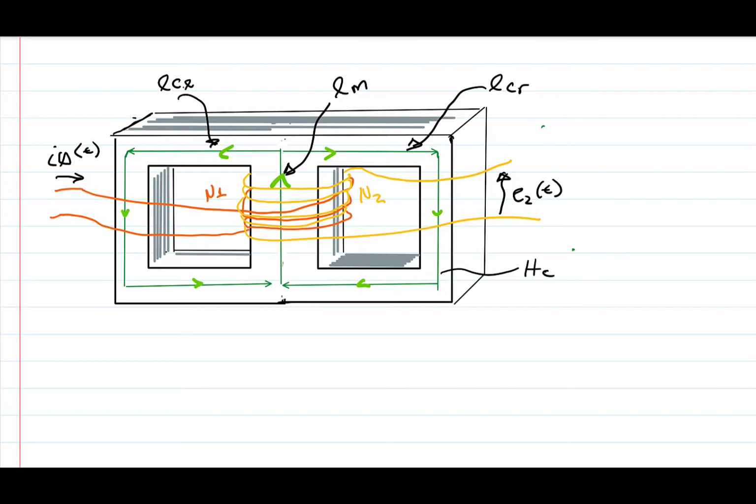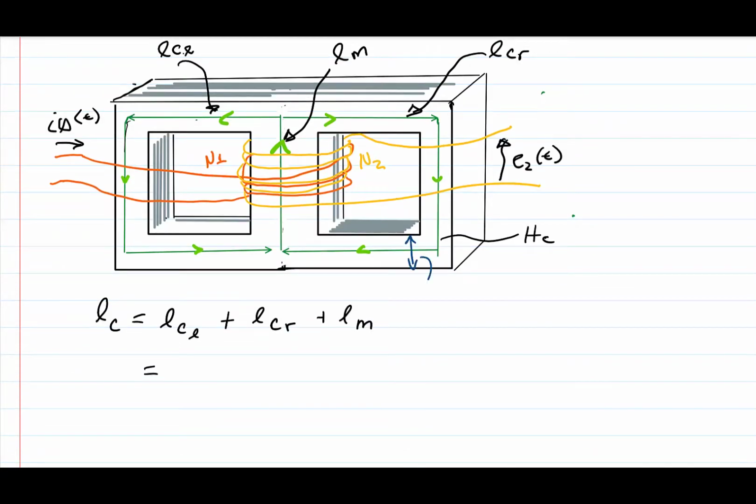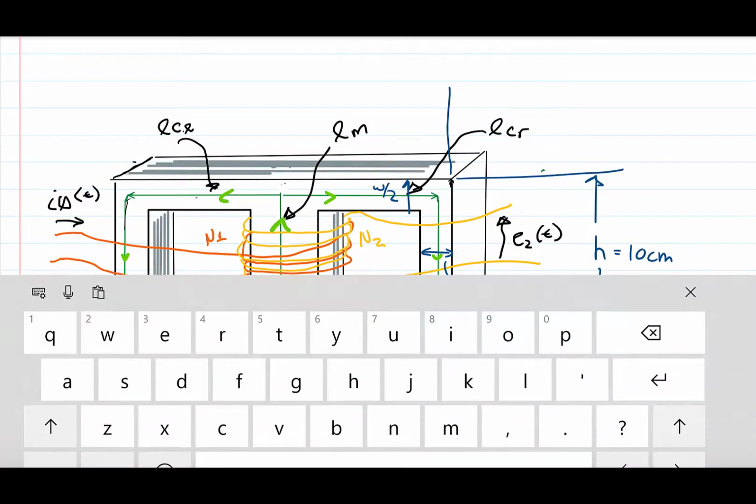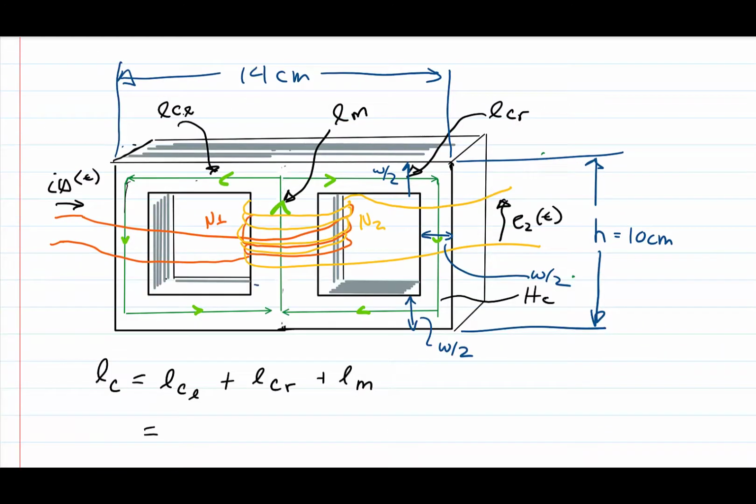We're going to find the lengths of all these paths. Total length would be the length of the core on the left-hand side plus the length of the core on the right-hand side plus the length of the core in the middle. We know the dimensions: this is W over 2 on the top, and on the side here it's the same. The height, H, is 10 centimeters. The total width here is 14 centimeters. This width in the middle is 6 centimeters. And then the stack length is 3 centimeters.